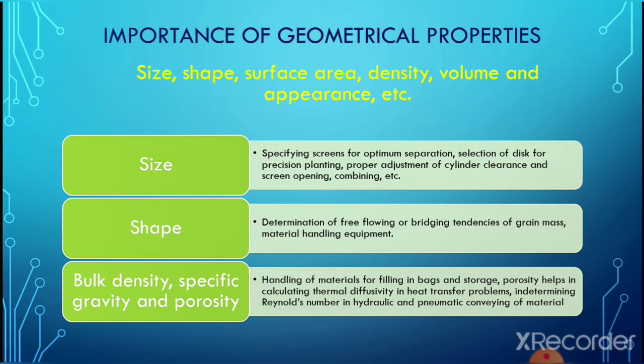Then comes next shape. For determination of free flowing or bridging tendencies of grain mass, we must know the shape of that particular agricultural produce. Also in material handling equipment, we must know the shape of the agricultural produce or grain commodity. Material handling equipments are nothing but belt conveyor, screw conveyor, bucket elevator, chain conveyor, pneumatic conveyor, etc. These equipment reduce the drudgery of humans during the material handling operation.